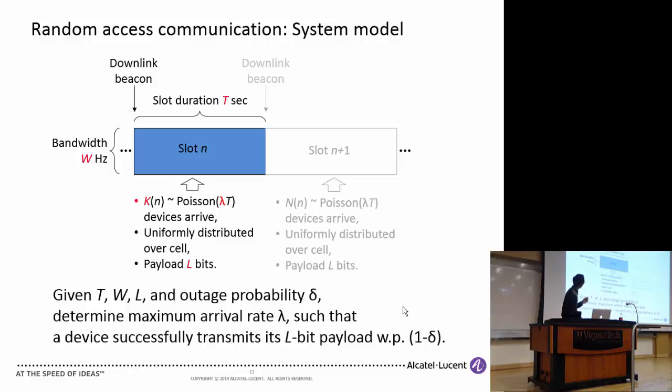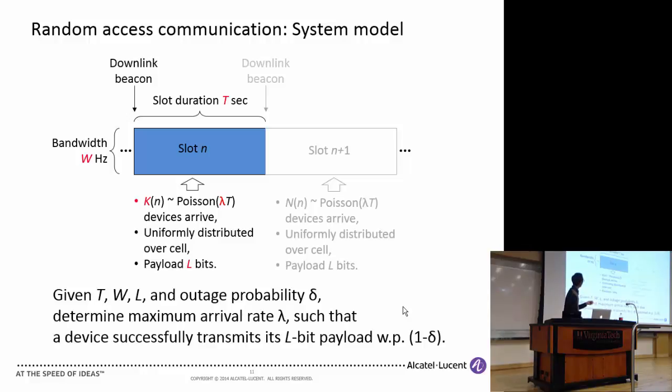K is a realization of a Poisson random variable. What this means is that there's some average arrival rate per slot. On average, say if t is 1 second, lambda is the average number of devices per second that would want to have service. So let's say lambda is 1,000. If that's the average, then the actual number could be, say, 900 to 1,100, something like that.